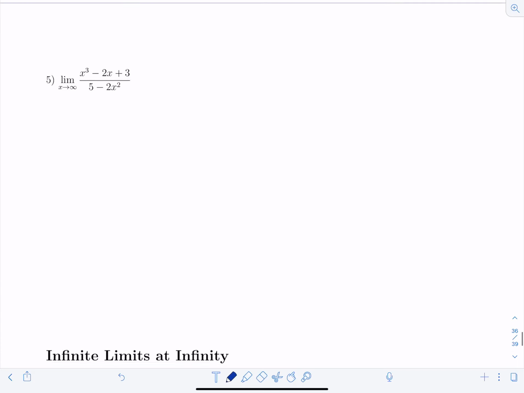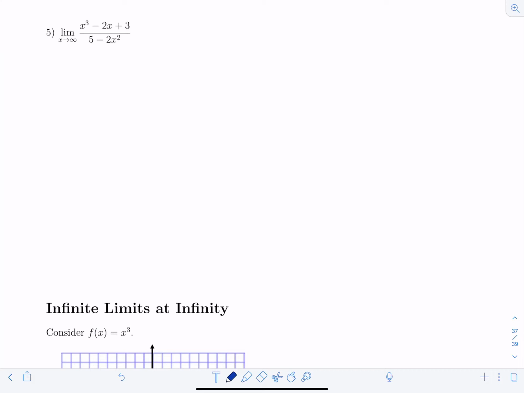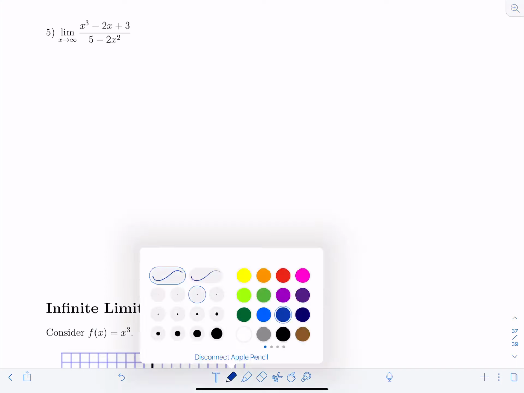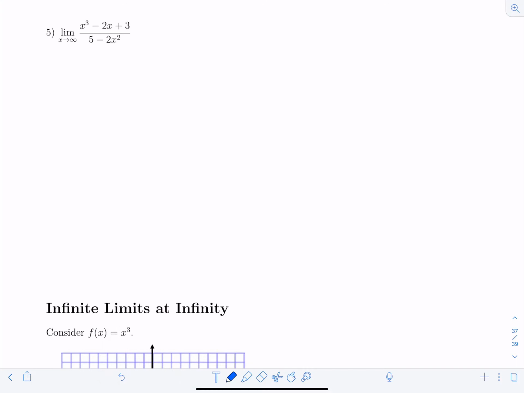Okay, last example before we change gears. We have the limit as x approaches positive infinity. Look, no radicals, you can relax a little bit. Of x cubed minus 2x plus 3 over 5 minus 2x squared. So let's divide by the highest power of x in the denominator. In this case, it's x squared. And let's go ahead and see what's going to happen.